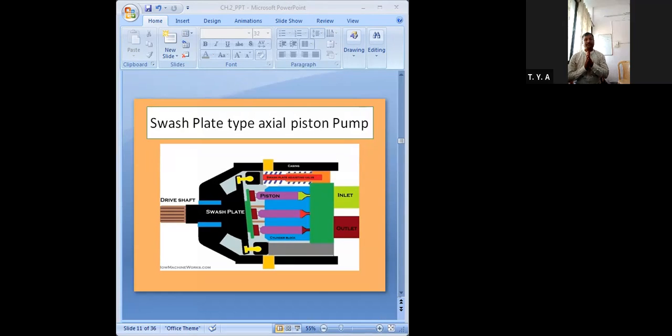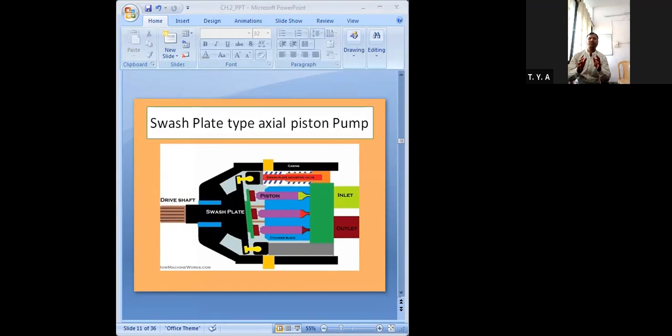So in this axial piston pump, the rotary shaft motion is there, and you can see that rotary shaft in this figure also. The rotary shaft motion is converted to axial reciprocating motion, which drives your piston.